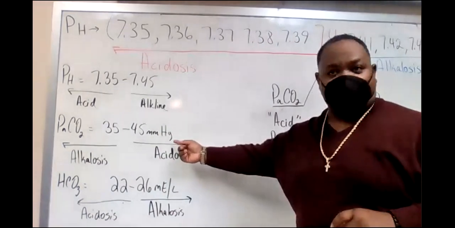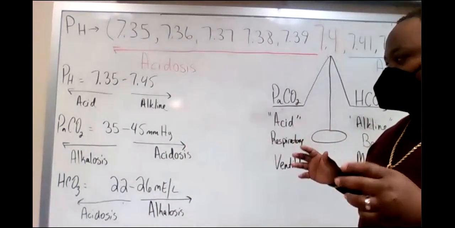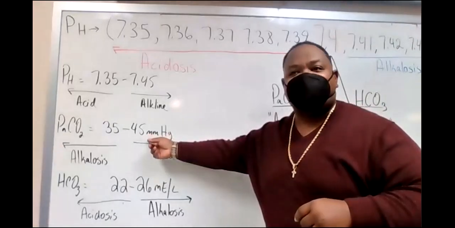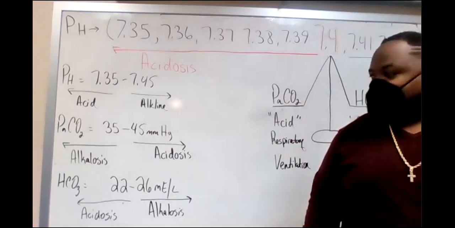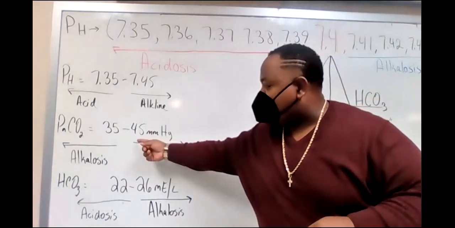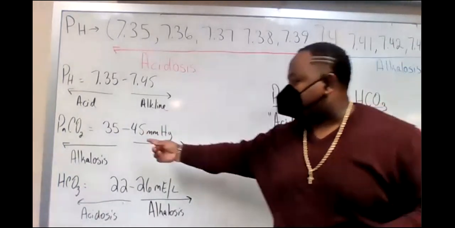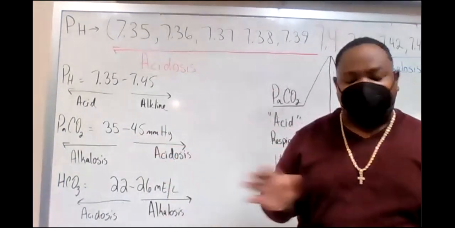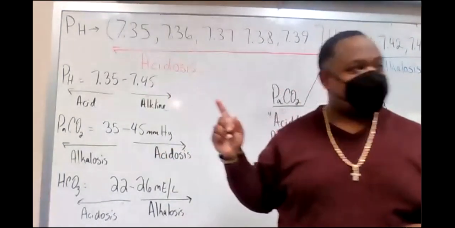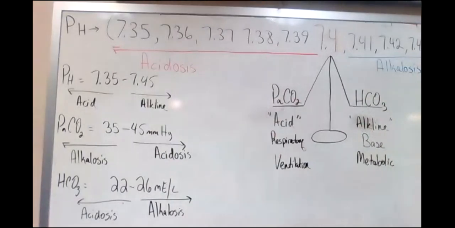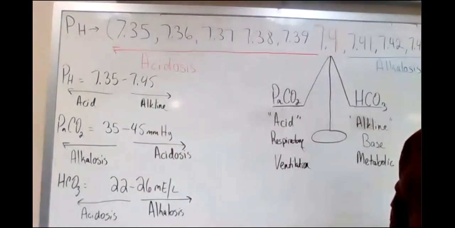These others cannot lean, okay? It's either normal or not. So a CO2 of 46 is acidosis. Okay, a CO2 of 44 is normal. Anything in between 35 and 45 is normal. It don't lean. No. Only thing that leans is pH. All right, so a CO2 of 36 is normal. Okay?